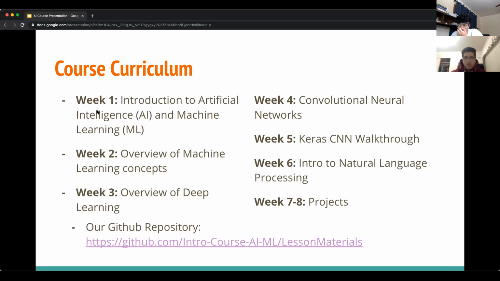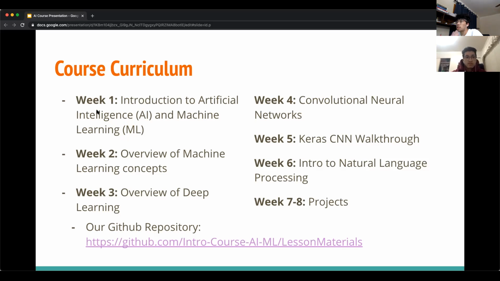So for the course curriculum, this is a course that just introduces you guys to artificial intelligence and machine learning, both on concepts and how to code. Basically, this is a 6-week or 6-lesson course. You can do one lesson a week, or you can do it in 6 days, however long it takes you. But it's basically split up into 6 lessons.